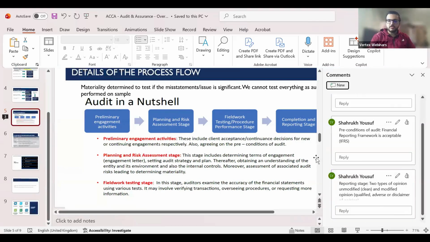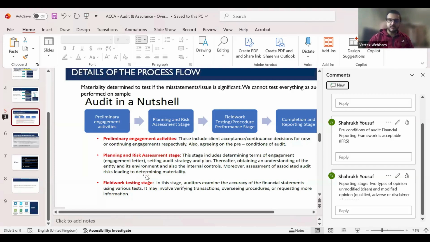In this stage, you have two types of opinion: an unmodified opinion and a modified opinion. We'll go through them later, because if I tell you what a modified or qualified opinion is right now, you'll go into a state of mind-boggling. I don't want to play with your brains right now. It might be too much to digest. For the time being, all you need to remember is that the completion and reporting stage is where you gather all the evidence, compile everything, and are about to express your opinion.